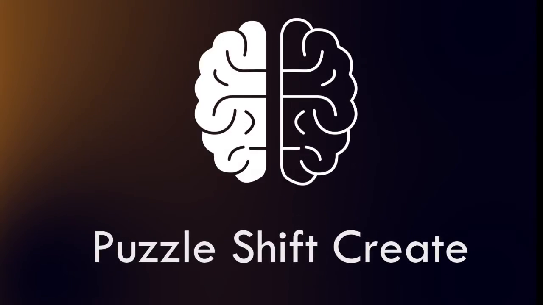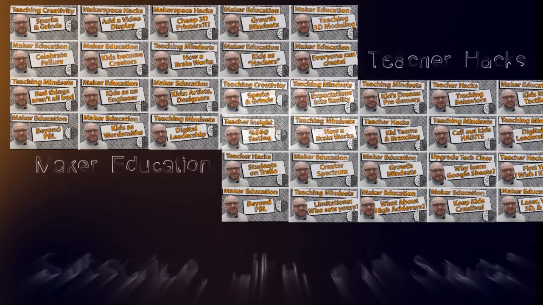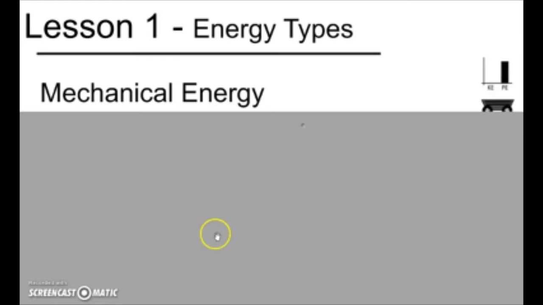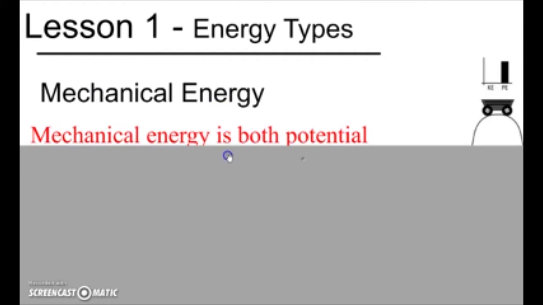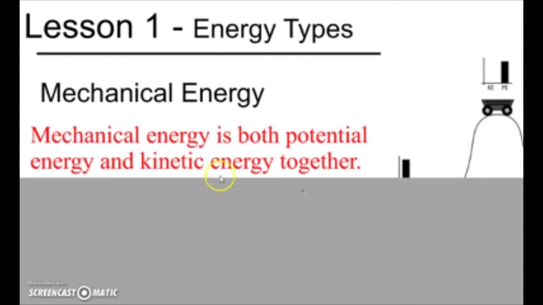Okay, so this is our first lesson in this unit on energy types, and we're going to talk about mechanical energy first. So, mechanical energy. If you've ever ridden your bike, you know a lot about this stuff already, actually. So, let's get started. Mechanical energy is both potential and kinetic energy together.